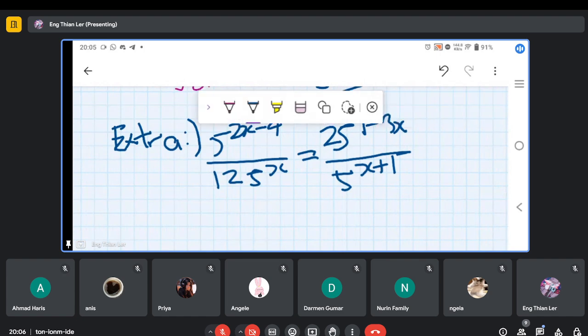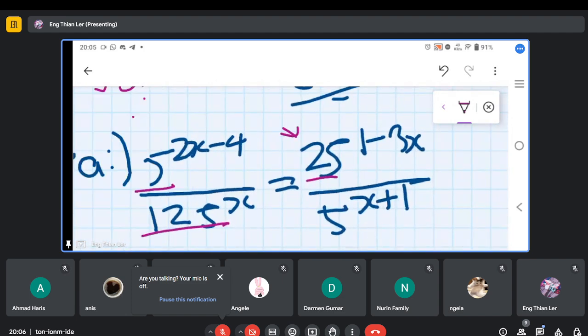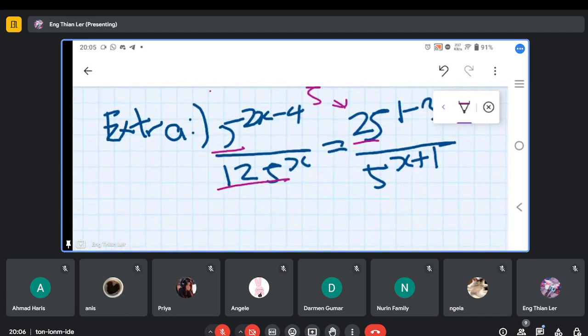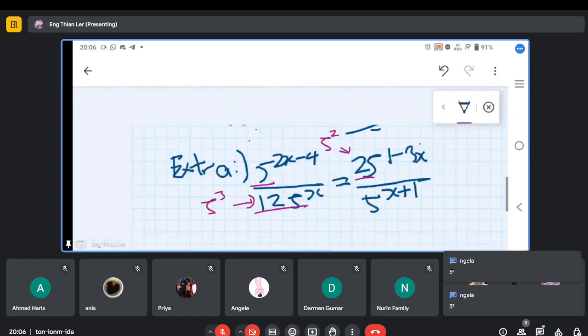But you can tell that this is 5, this is 5, this is 25, this is 25, this is 125. These are actually all powers of 5. So what is 25? This is actually 5 squared. And this is 5 cubed. So now we can simplify by using this method.